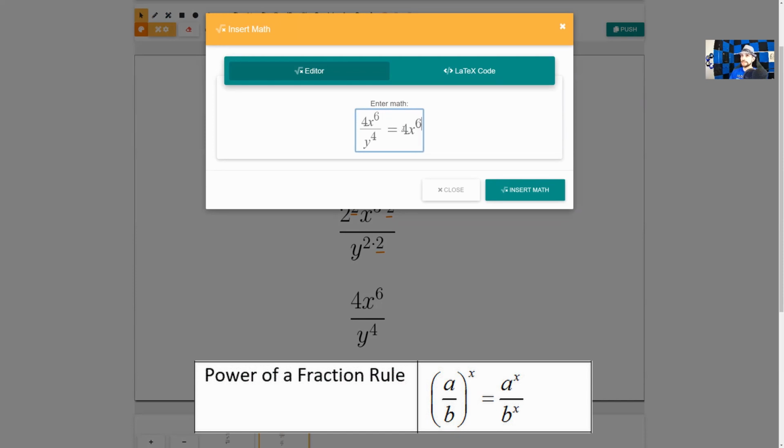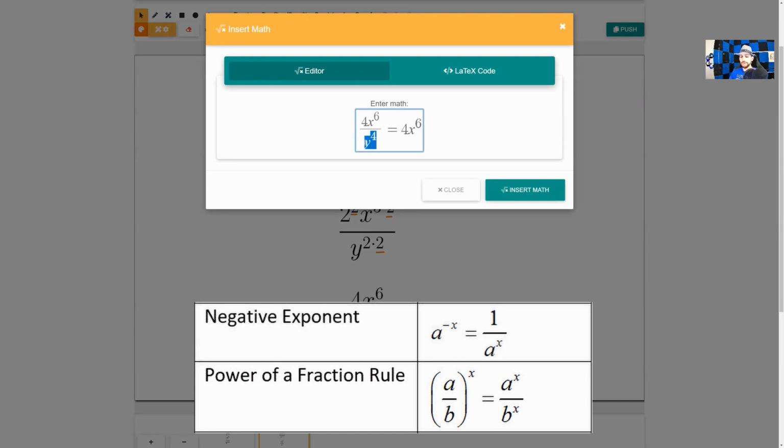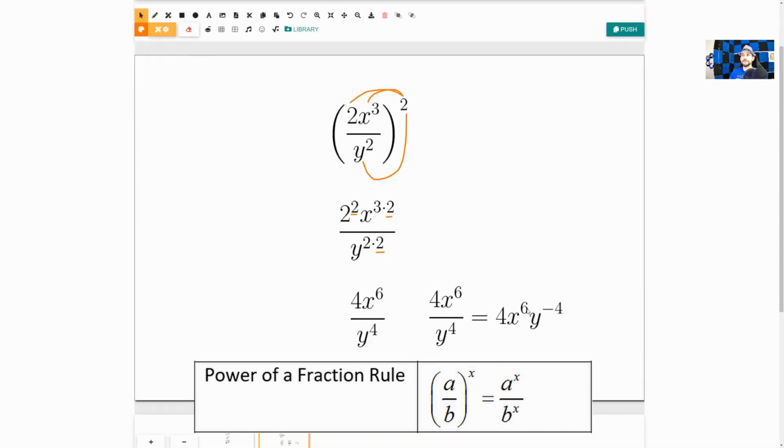4x to the 6th. And remember, the negative exponent law says that when we have a base to a negative power, we can move it to the other part of a fraction, and it becomes a positive power. So we can put it in the numerator as a negative power. Or conversely, if we had y to the negative 4th, it would go to the denominator and become positive. So if you're asked to represent this without using fractions, and you are allowed to use negative exponents, it can be written this way. So this is not necessary, but some state tests and your teachers will ask you to do so.